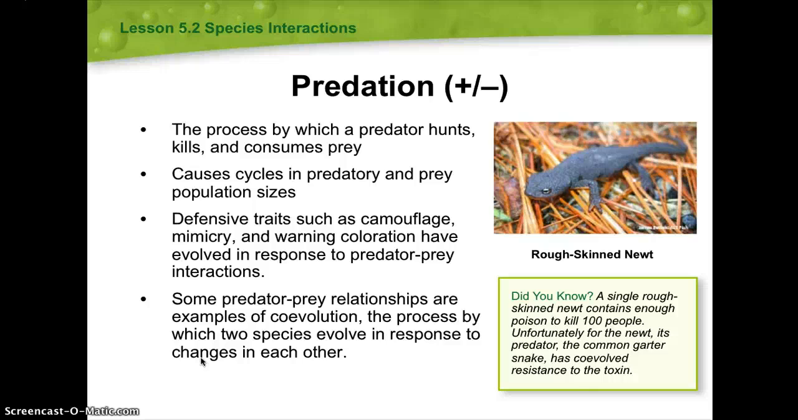You have mimicry. So this is often when you have an organism which would mimic that of another organism that may be more poisonous. You have warning coloration. So these are all types of defense traits that the prey would develop, or the predator would develop for hunting the prey. Those traits would have evolved in response to that predator-prey interaction. Some predator-prey relationships are examples of coevolution, a process by which two species evolve in response to changes in each other.